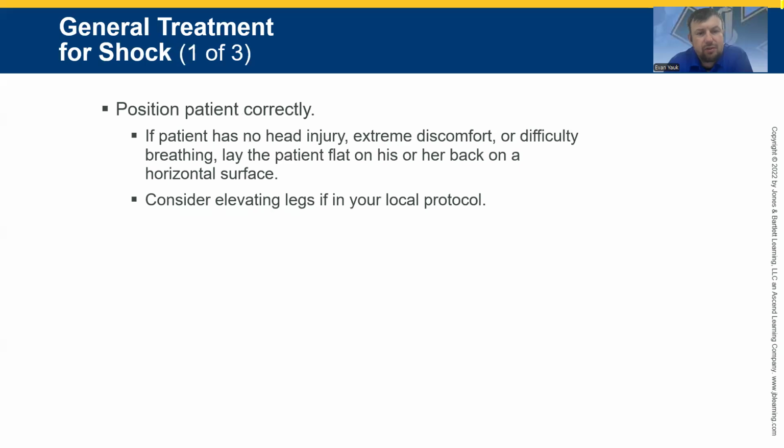Position patient correctly. So if the patient has no head injuries, extreme discomfort, or difficulty breathing, lie the patient flat on his or her back on a horizontal surface. Consider elevating legs if your protocol says that's a shock treatment. You can raise those legs 8 to 12 inches, and it helps keep that blood towards the center of the body.